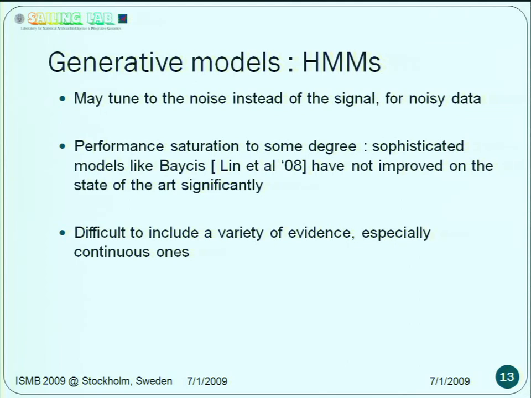Sophisticated models like BASIS, which was actually a work done in our group, which uses hierarchical, generalized hidden Markov models, which model arbitrary distributions over distances, as well as a hierarchical framework, have not significantly improved the state of the art. The other problem which we find with HMMs is that it's difficult to include non-sequence information for binding site evidence into the model.